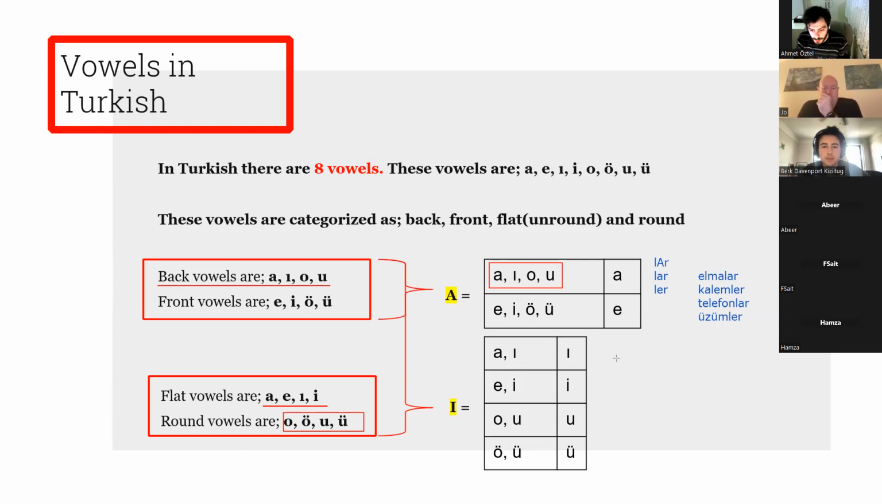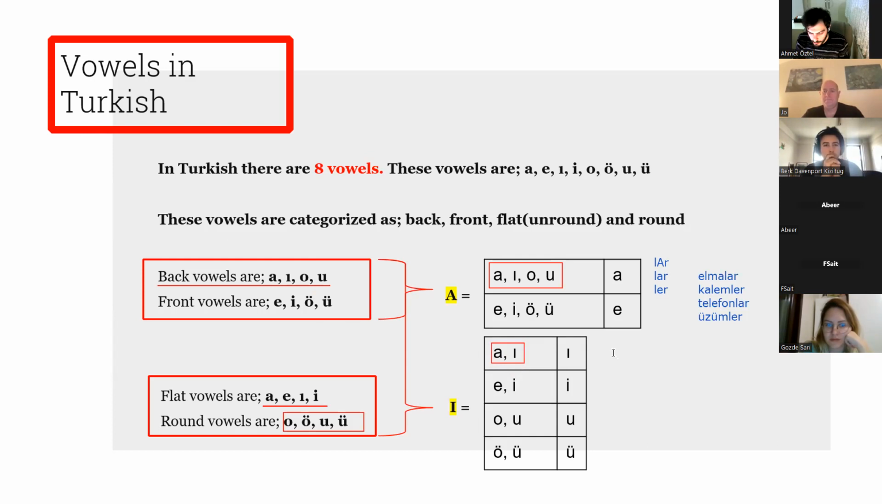Basically, the shape of my mouth when I'm pronouncing them is round for o, u, ö, ü. So in this vowel harmony, I have four options. If the last vowel is a or ı, I basically go with the ı. And if my vowel is e or i, I follow with i. If my last vowel is o or u, I follow with u. And if my last vowel is ö or ü, I follow with ü.